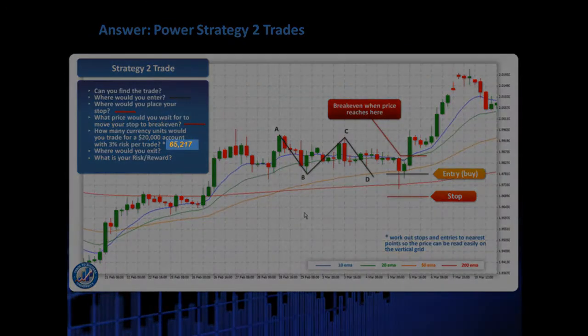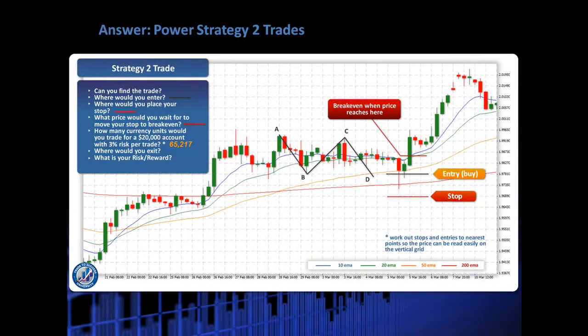So for this trade, we will be trading 65,217 currency units with a 3% risk on a $20,000 account.